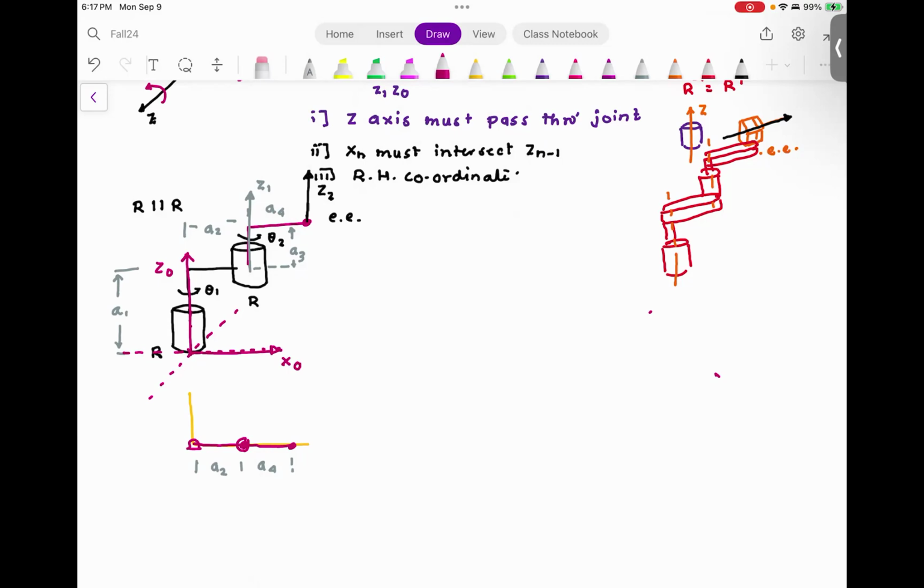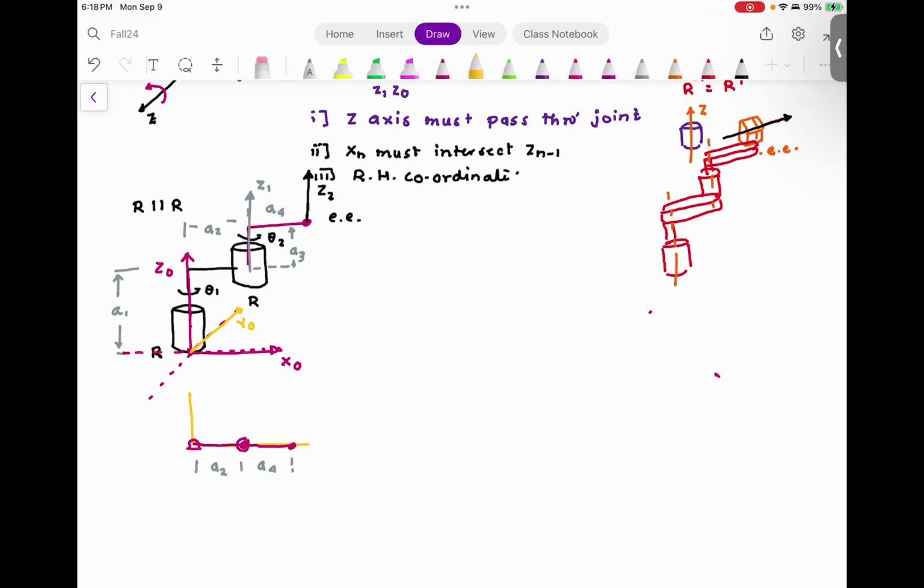Now, since I have x0 and z0, I align my x, I align my z, so I get this as my y. So this is my y0. Do you agree with me?